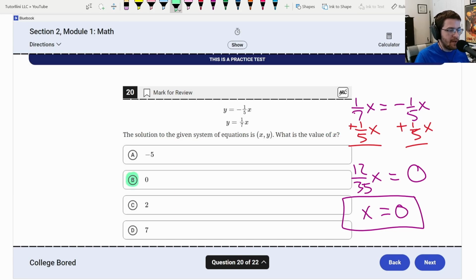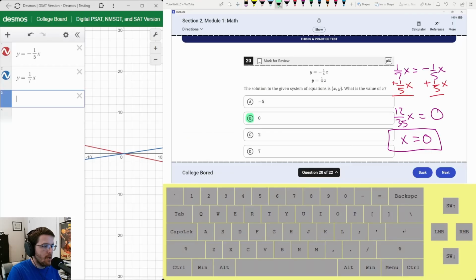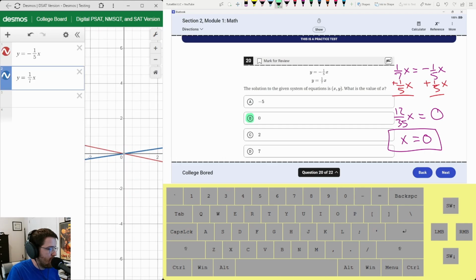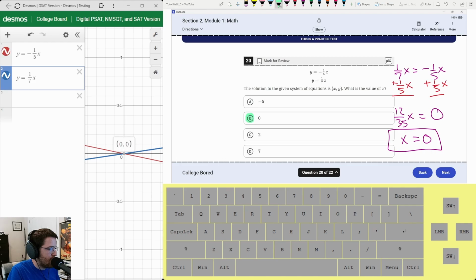This was way easier to do on Desmos, so let's go do that. Okay, so I just typed both equations in verbatim, and you can see that the red and the blue meet right here at 0, 0. The question wants the x-coordinate, which is 0.